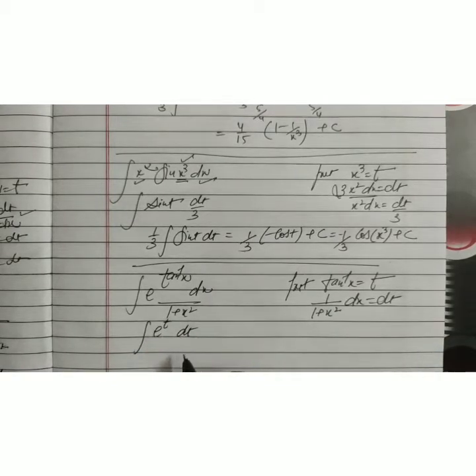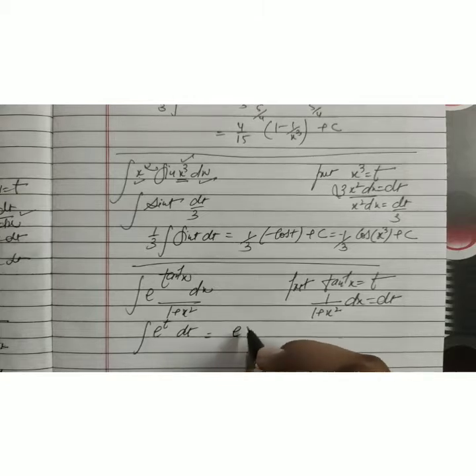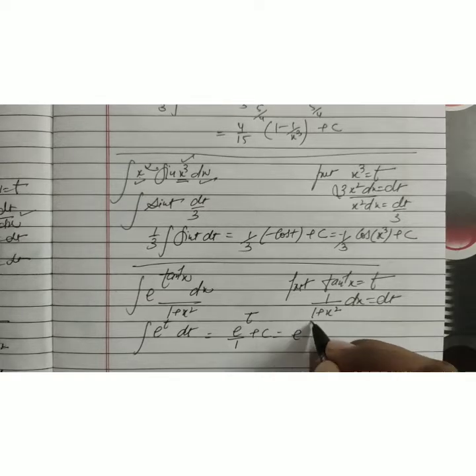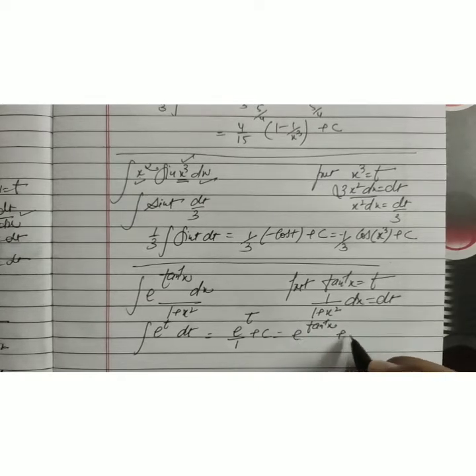Now what is the integration of an exponential function? Integration of an exponential function remains the same, divided by the derivative of the power, plus c. So it becomes e raised to power tan⁻¹x plus c.